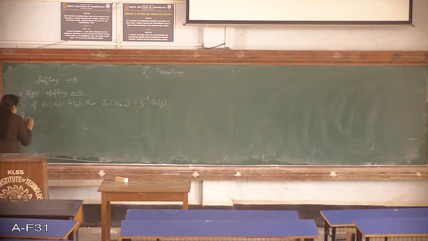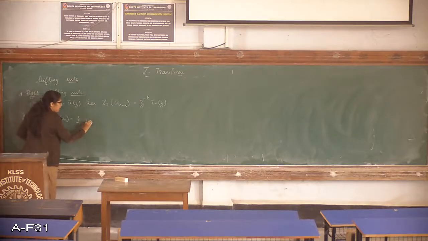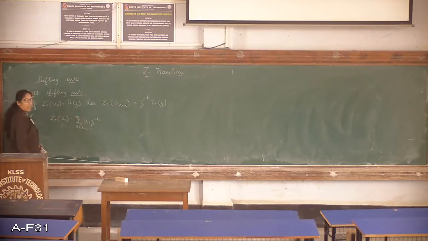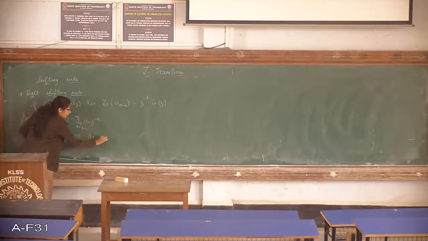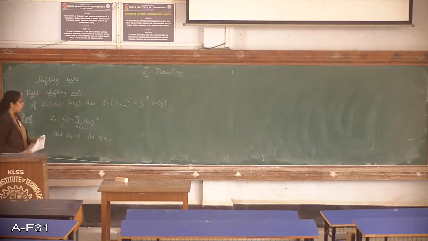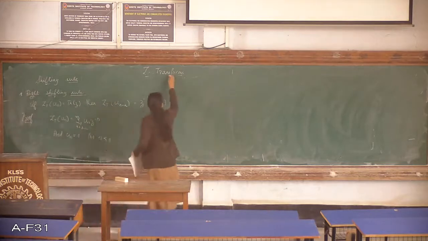You are supposed to remember the basic definition of the z transform. You know that the z transform of u_n is given by the summation of u_n z raised to minus n, ranging from 0 to infinity. And while defining the z transform, we had also told that u_n will be equal to 0 for n less than 0. This was the definition when we defined the z transform.